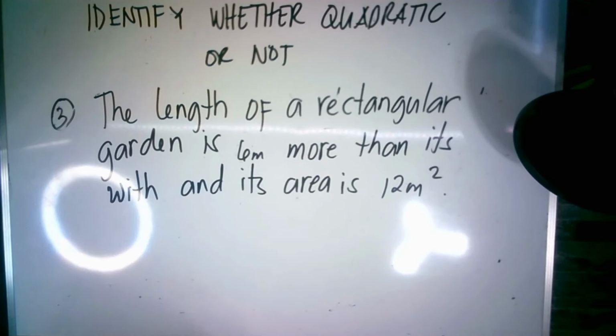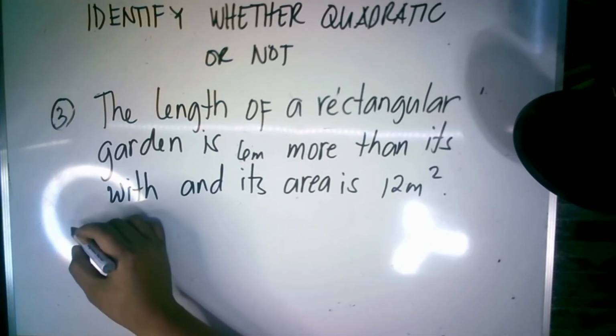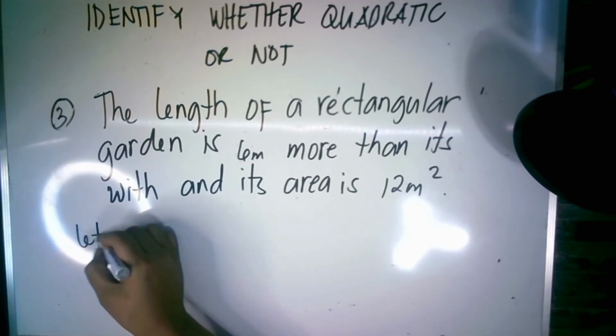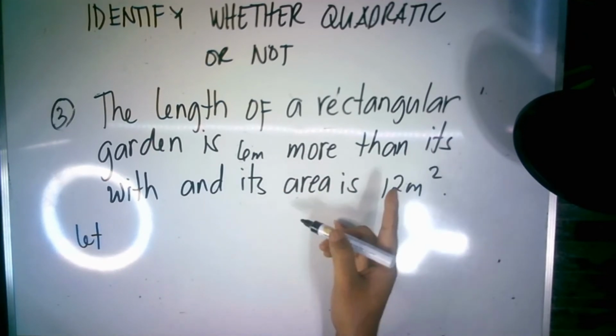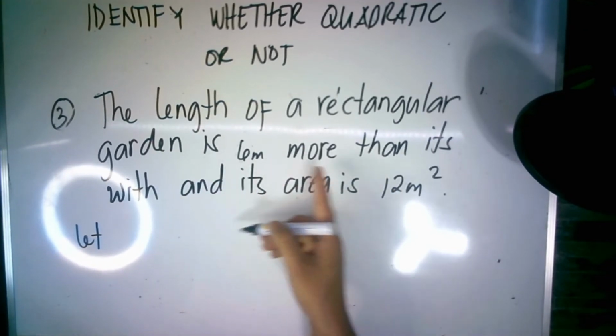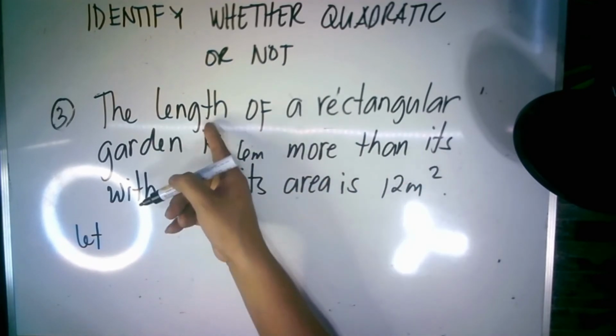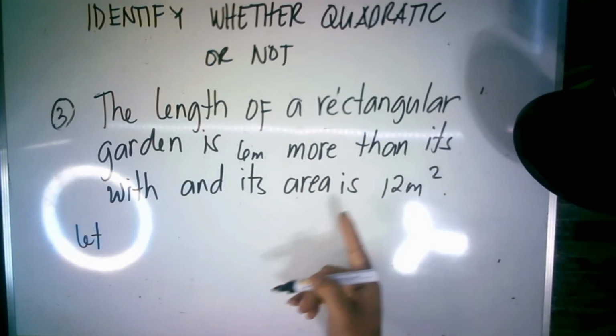Sample number 3. Okay, the length of a rectangular garden is 6 meters more than its width, and its area is 12 meters squared. So, klaro kayo, pwede natin siya i-represent into mathematical expression. The length of a rectangular garden is 6 meters more than its width.